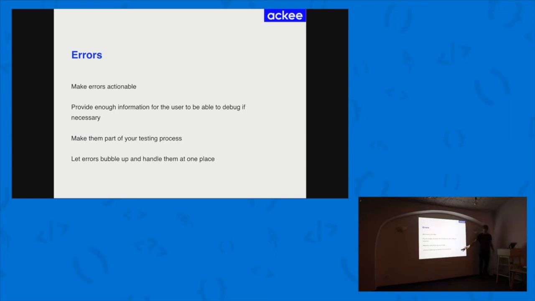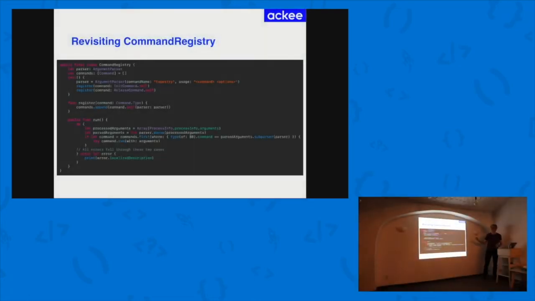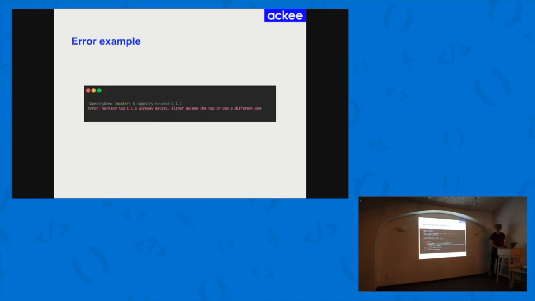And also it's a good thing to let errors, as you can say, bubble up and handle them in one place. So it's easier to reason about the code. And also if you want to make, for example, some custom printing of the error, you get to do it in this one place. So this is just revisiting comment registry. Not much has changed. We only now handle the error and print it in this one place, and usually most errors should fall through this catch statement.